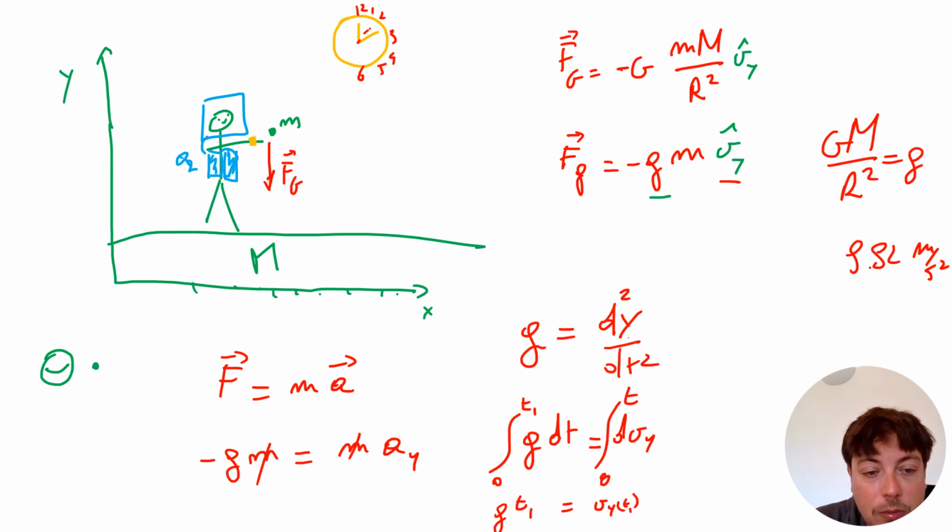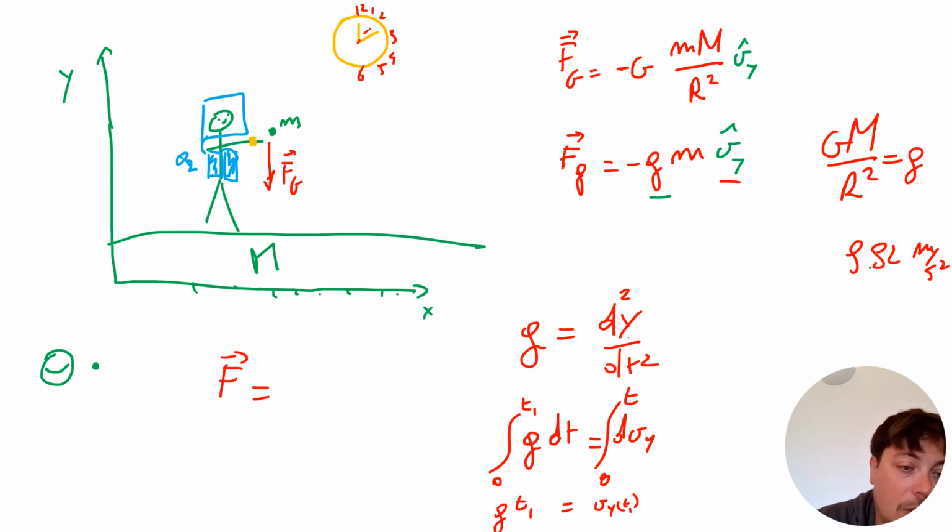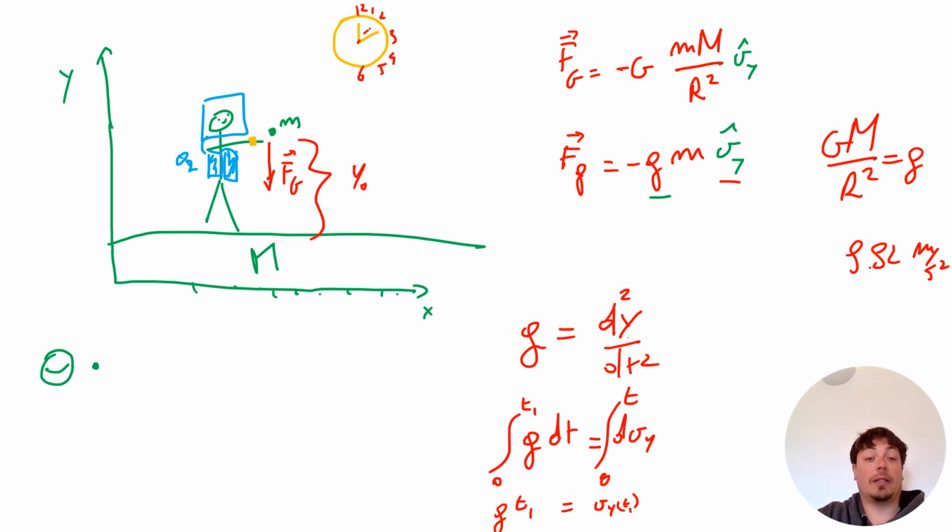Now we want to go a step further so we can get rid of this t, because we don't know what velocity we get at t1. We don't know that, right? Because we didn't measure the velocity. But we can measure the height, because we know our height. So we know y0 is 0, the initial distance from the ground.